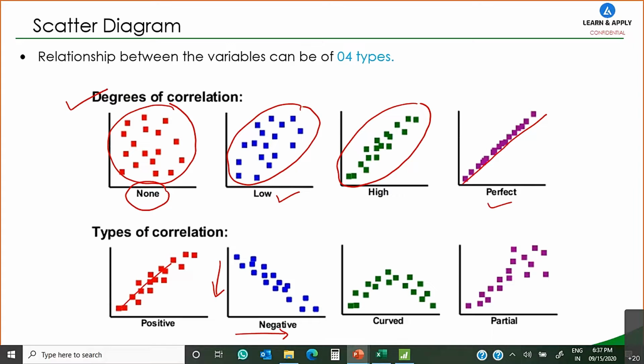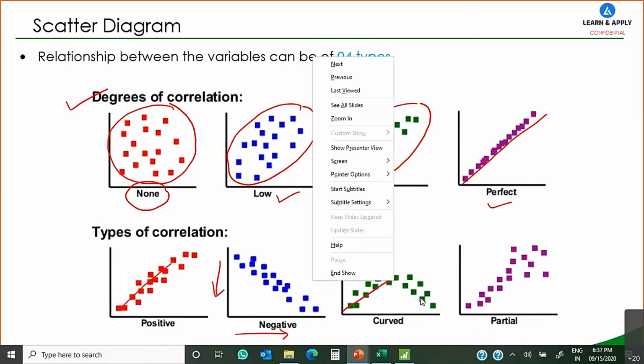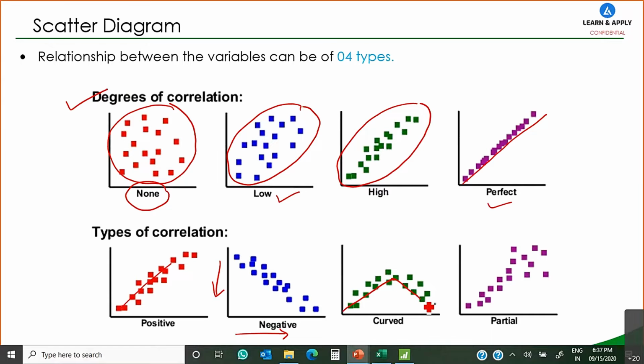terms. Sometimes we can see a mixed relationship is available. What is meant by that? Up to some point, we can see that after increasing the level of one factor, there is a corresponding increase in the other factor. But after some time, if you increase the level of the factor after that point, there is a corresponding decrease in the other factor. So in that case, we can see there is a curved relationship between the two variables.